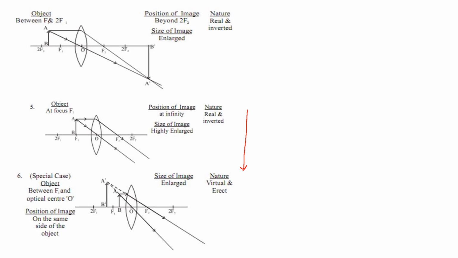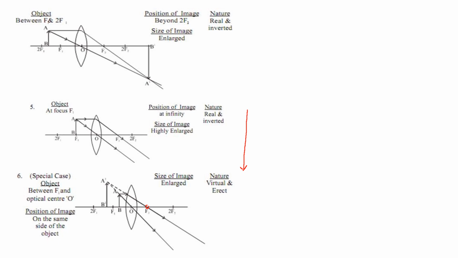Let's take the first ray, which is parallel to the principal axis. After refraction it will go through the principal focus. This is my principal focus. So after refraction it is going through the principal focus, right? Now let's take the second ray. This is my second ray passing through the optical center, passing straight through. As you can see, these two rays are diverging. They are going to diverge more and more as they go longer. They will never meet at any point.